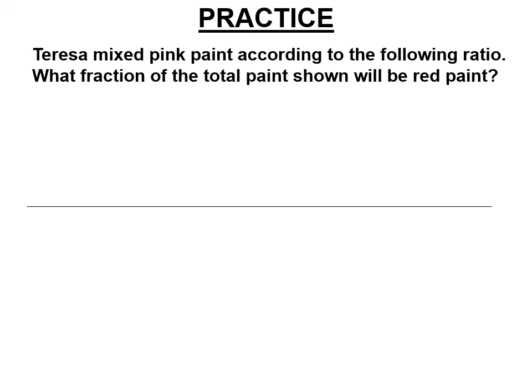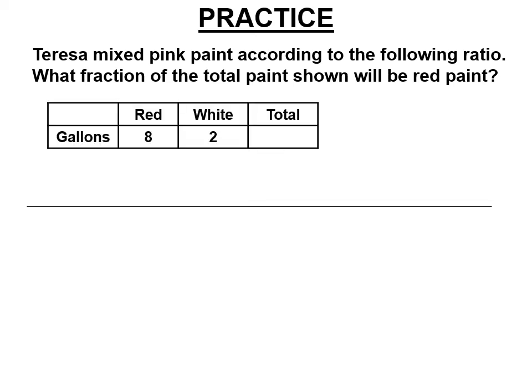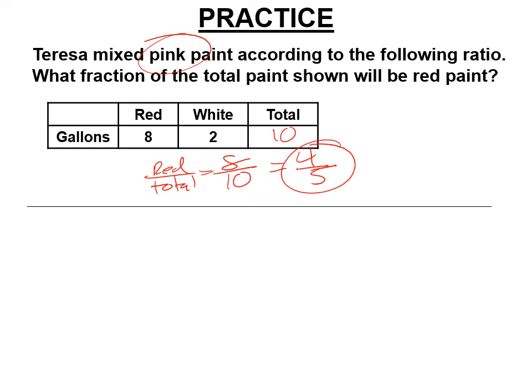All right, to raise some mixed paint according to the following ratio. What fraction of the total paint will be red paint? Okay, so red to total is the key here. So red, and what's the total? The total is there's red paint and white paint. To make pink, you add them together and get 10, so it's 8/10, which you would say, what fraction of the total paint shown will be red? 4/5 will be red. 8 out of 10. 8 red to total for this.